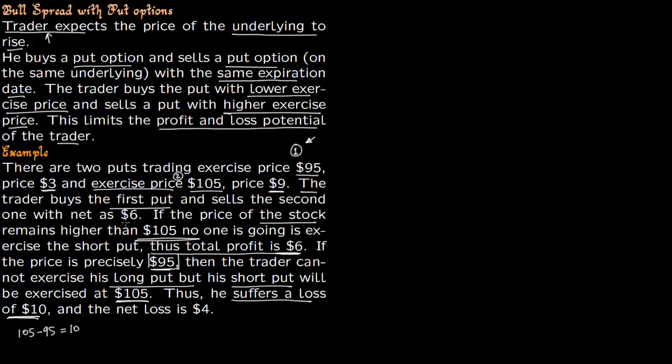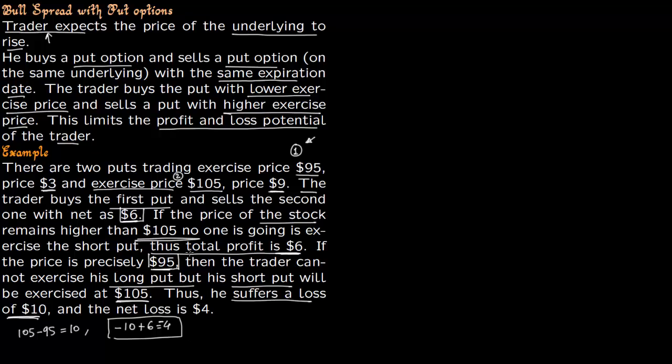But he also made $6. The trader made $6 right here by buying and selling a put. So his net loss is 10 minus 6, which is 4, or you can say minus 10 plus 6 equals minus 4, it does not matter. So this is the net loss of the trader.